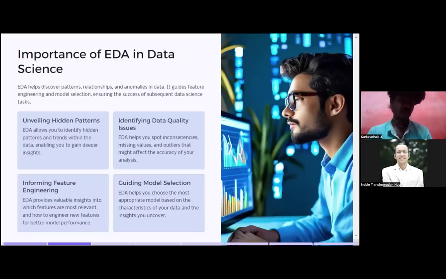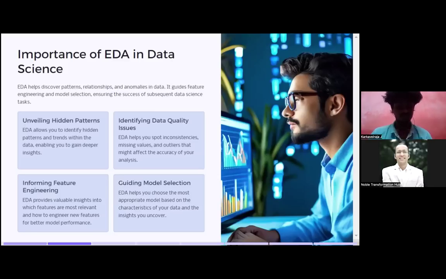How can you do that? You can identify hidden patterns in the data, enabling you to gain deeper insights. You need to find the patterns which are not obvious, and that is the actual work of a data scientist or a researcher, because that is why you need statistical knowledge, you need to know the algorithms, which model to use, and then you need to find these hidden things with EDA. Then identifying data quality issues: inconsistencies, missing values, outliers, which might affect the accuracy. That is another aspect.